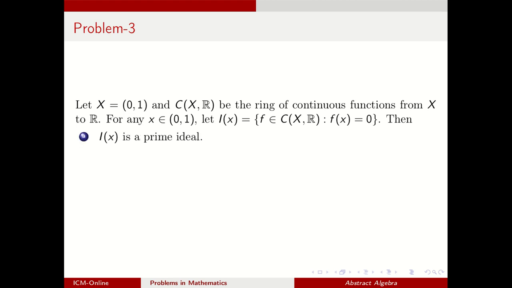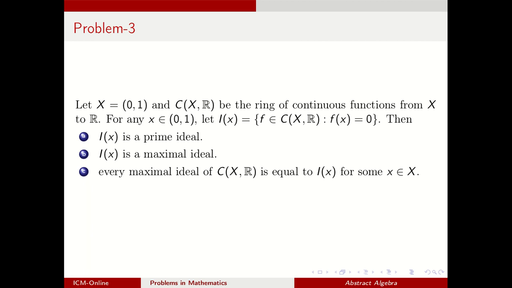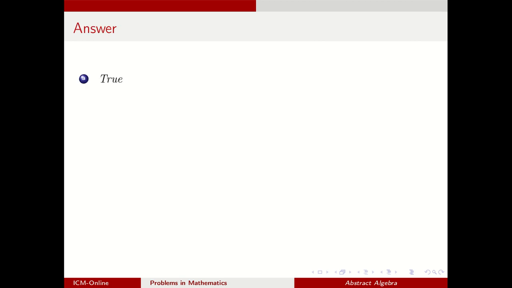Then the options are: I(x) is a prime ideal; I(x) is a maximal ideal; every maximal ideal of C(X, R) is equal to I(x) for some x in X; and finally, C(X, R) is an integral domain. Let us discuss the answer. Option A is true.